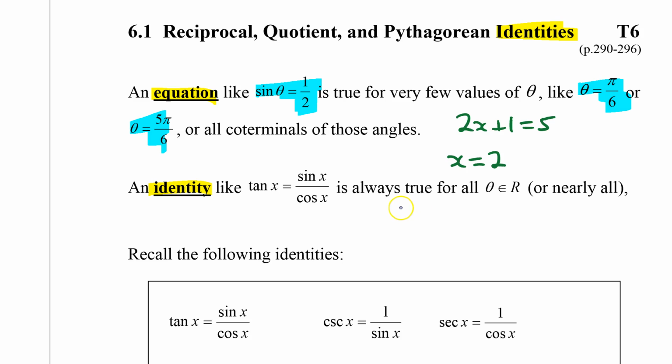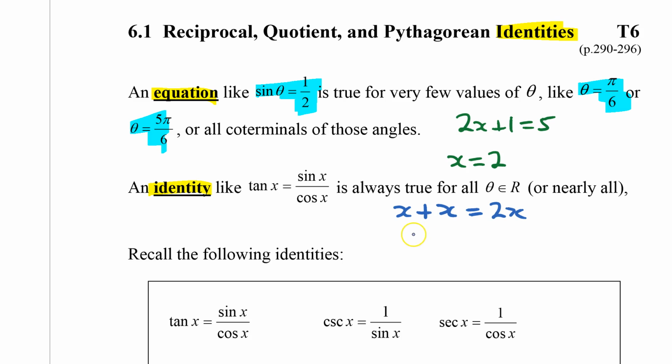If I said x plus x is equal to 2x, that would be an identity because it's true for all values of x. It doesn't matter what x could be. It's not just x equals 2, x could be any value.